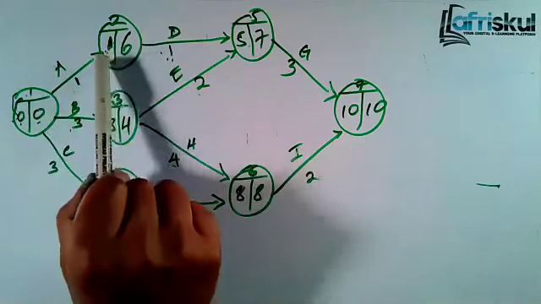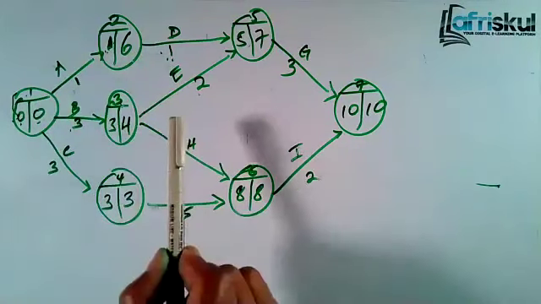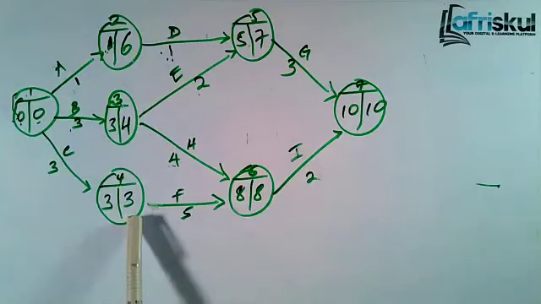If you go to 2, you have 1, 6. That one is not critical. 3, 4 is not critical because they are not the same. But here we have 3, 3. If they are the same, that one becomes the critical activity. You do it like that.